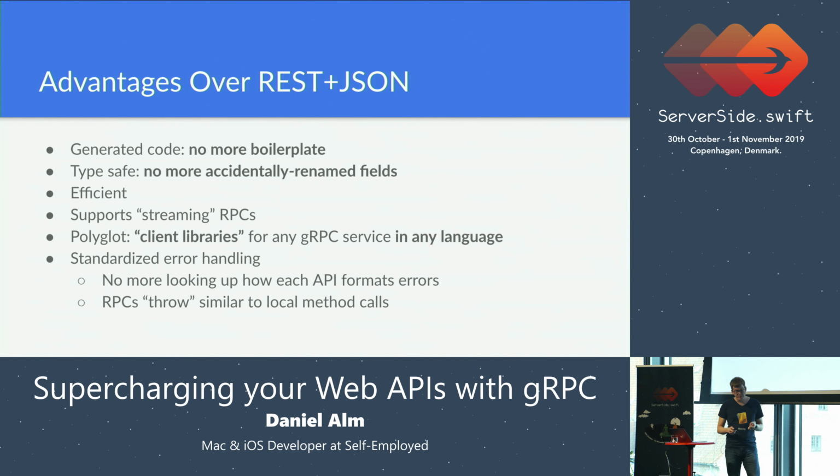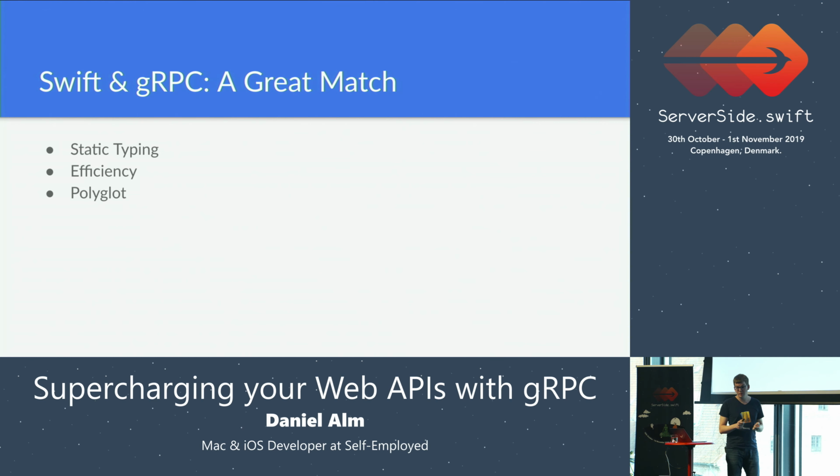And Swift and gRPC are a great fit for mostly three reasons. The static typing that I mentioned; the efficiency, it's way faster, and you don't write Swift on the server because it's super dynamic and slow, but because it's fast and you need the performance. And finally, it's polyglot, because we can't yet expect all the services that we interact with to be written in Swift, but with gRPC, we can essentially talk to any other gRPC service written in any language.